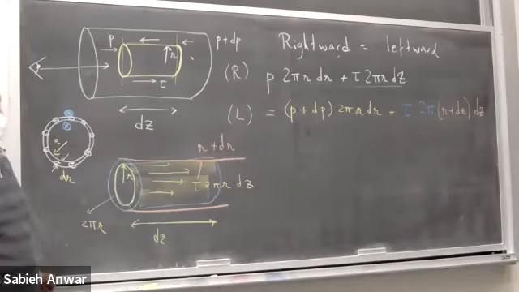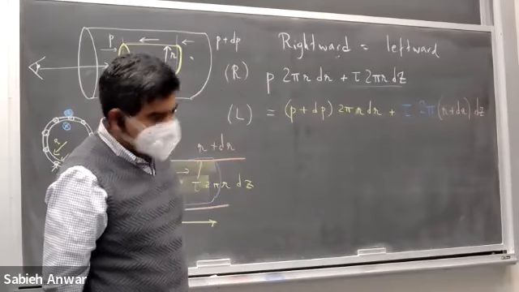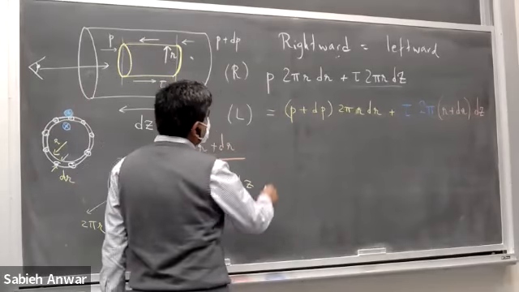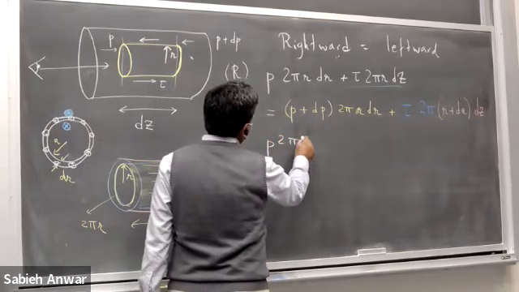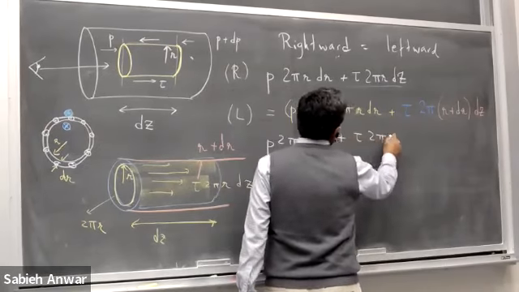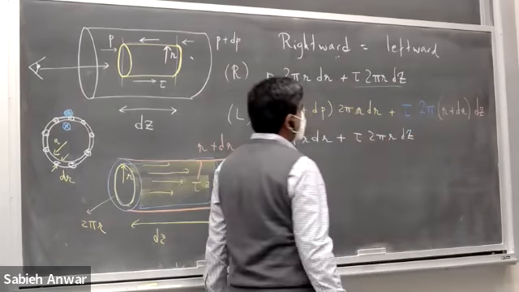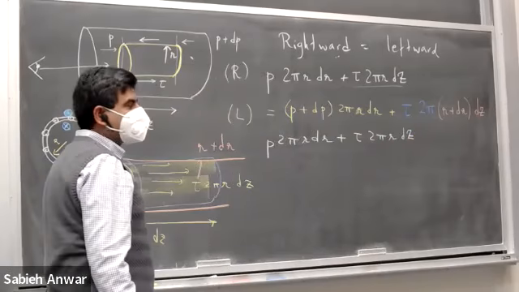Some terms are going to cancel out. Now, if I were to do all of this calculation, let's do it. So P 2 pi r dr plus tau 2 pi r dz.